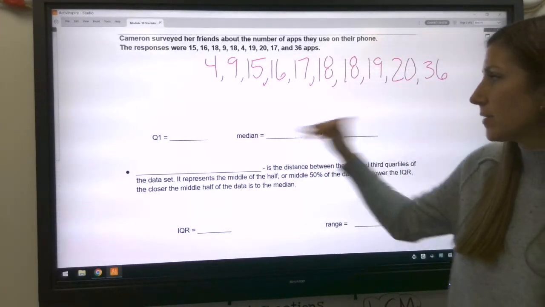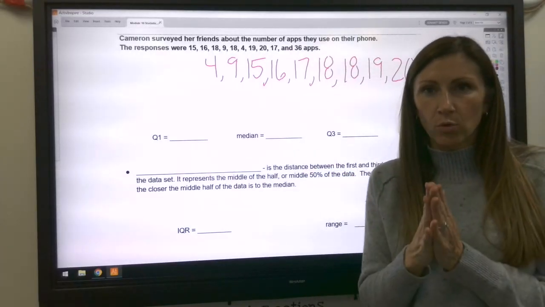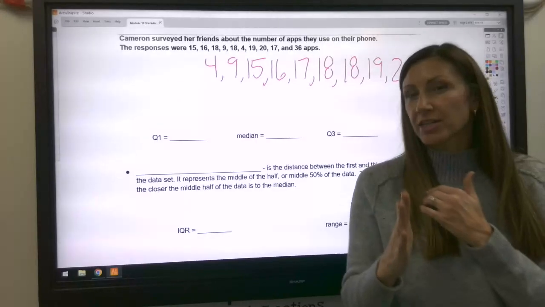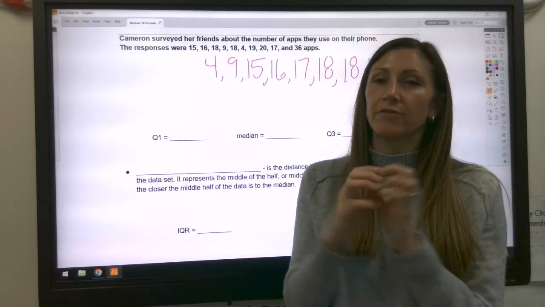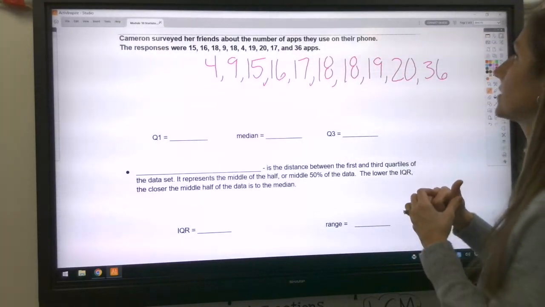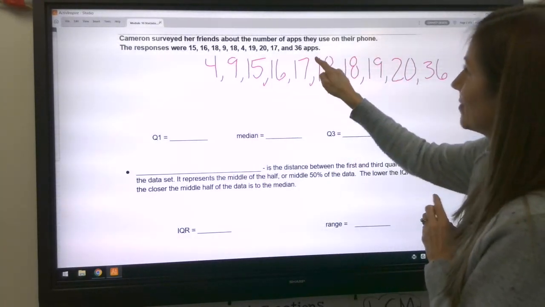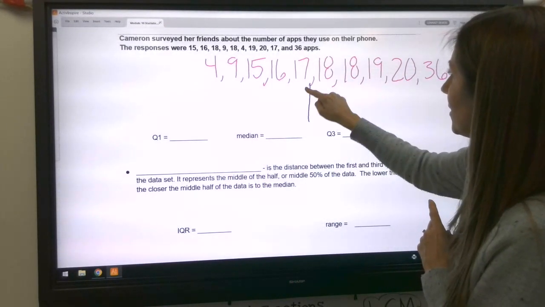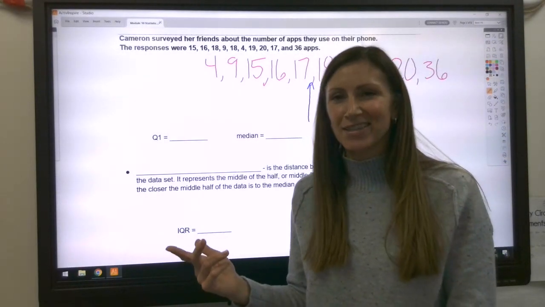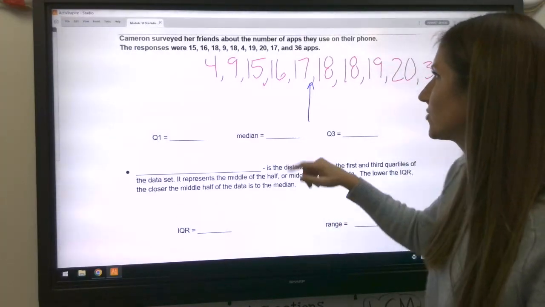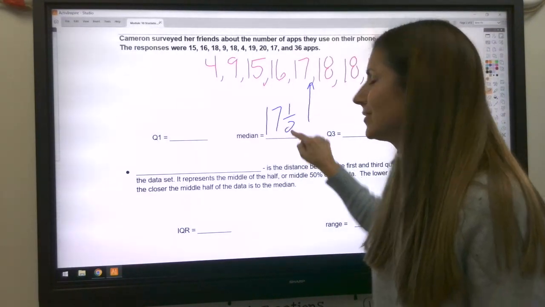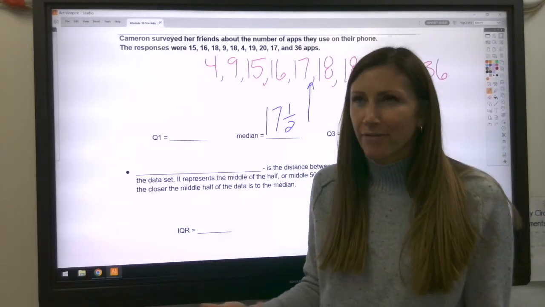Starting at the median, we need to find that middle one. Remember, if we have 10 pieces of data, are we going to have a direct middle number, or are we going to have to find the middle of the two middle numbers? In this case, we're right in the middle of 17 and 18. That is still mathematically easily figured out, because that's just going to be 17 and a half. Now, I know you can't really have a half of a half, right?